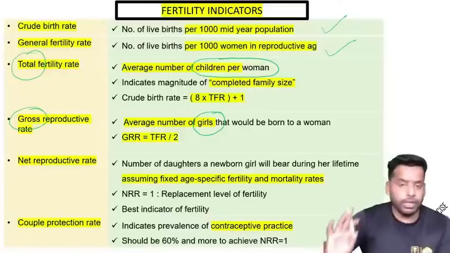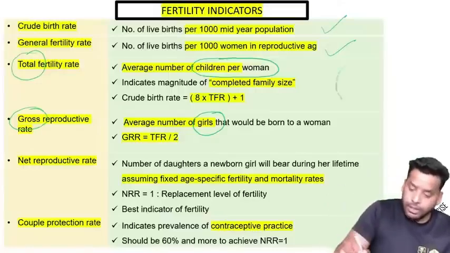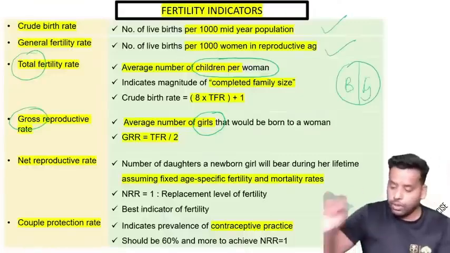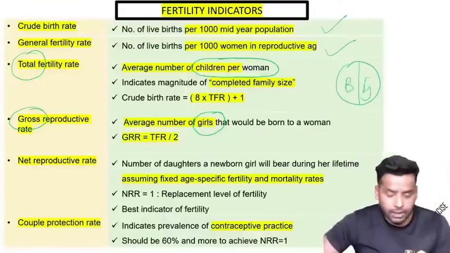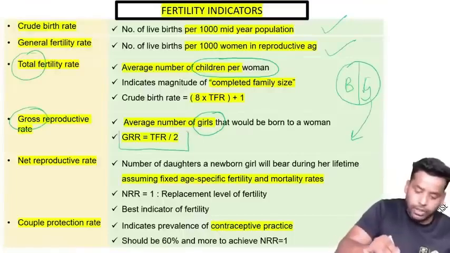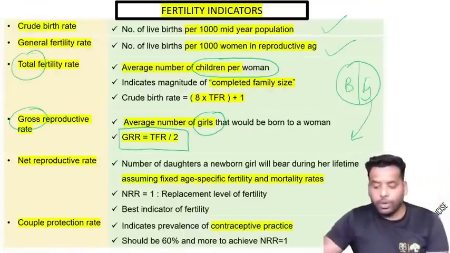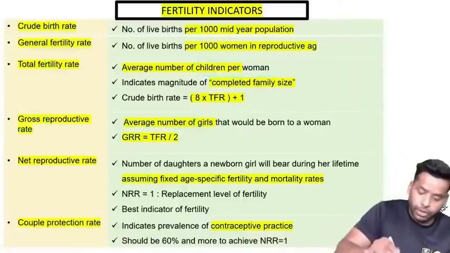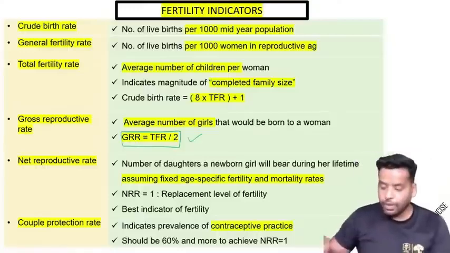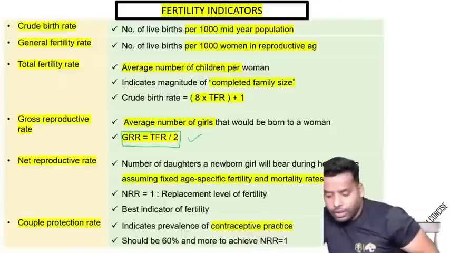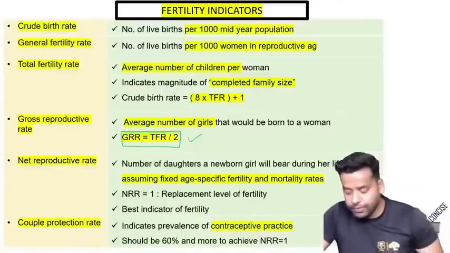Gross means girls. So in total, you are counting both boys and girls. In gross reproductive rate you are counting only girls. That means it is half the total fertility rate. Approximately I am asking. Gross reproductive rate is half of total fertility rate. True or false? This was one question. Very good. Half of total fertility rate. Tell me true or false.